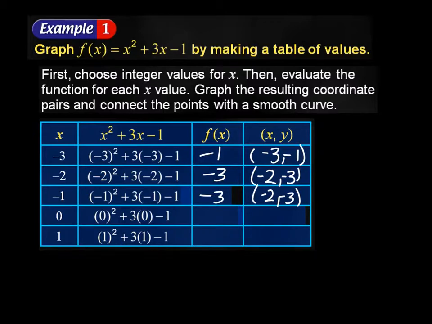0 times 0 is 0, plus 3 times 0 is 0. 0 plus 0 is 0, minus 1 is negative 1. And if we substitute 1 in, 1 times 1 is 1, plus 3 times 1 is 4, minus 1 is 3.